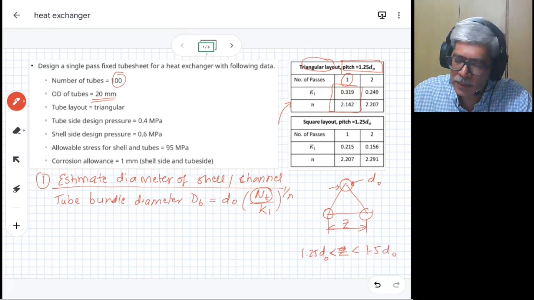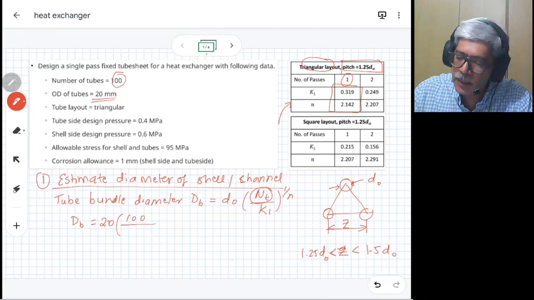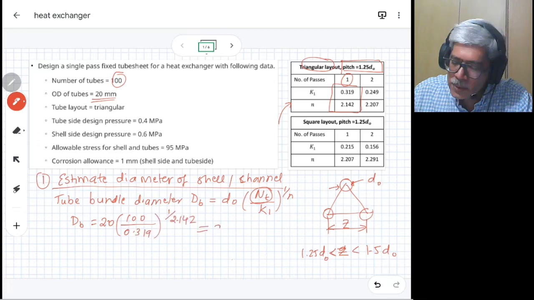So let's estimate the dB for our problem, where d naught is given as 20. The number of tubes are 100. The K1 factor from this table is 0.319 and n factor for our problem is 2.142. So this gives us the diameter of the tube bundle as 292.7 millimeters.